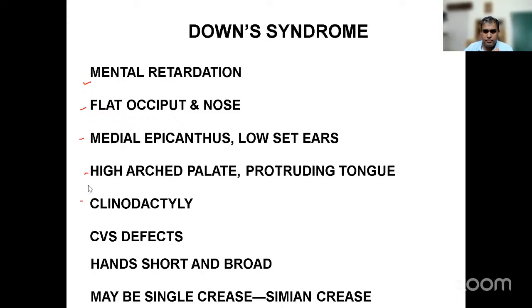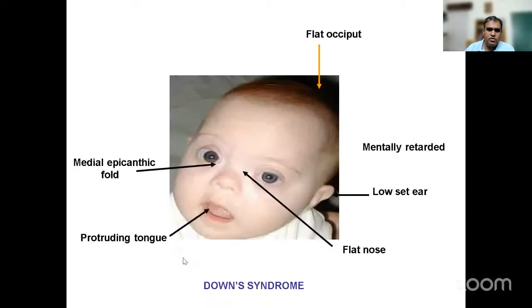Clinodactyly could be there. CVS defects, hands short and broad. So we're looking at hands also. May have a single simian crease. Normally we have two creases over here, and they might have a single simian crease. Right? These are features, and this is just an image over here showing some folds, protruding tongue, mouth a little open, flat nose. As this child grows up, obviously the changes are seen more rampantly.